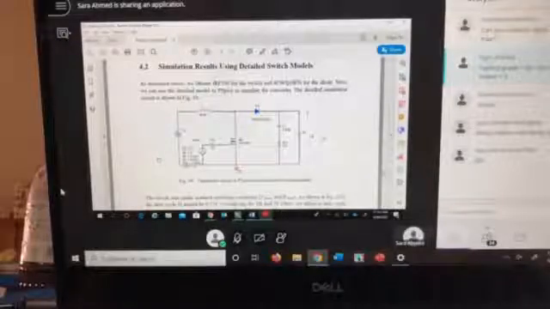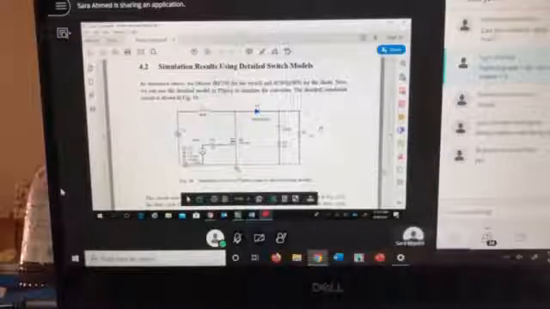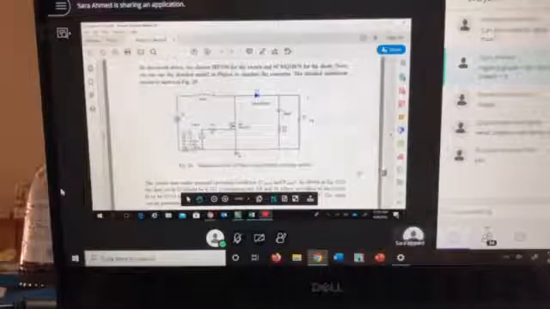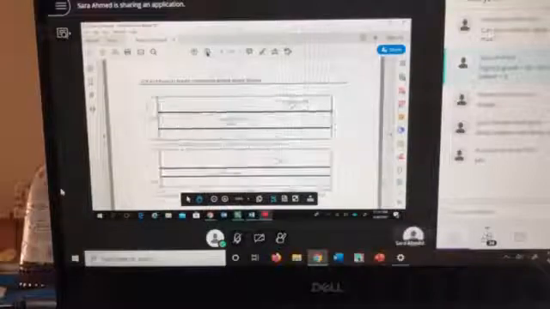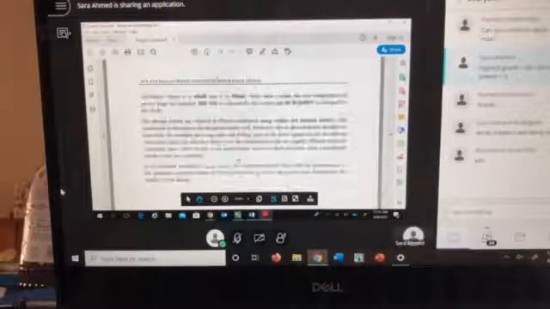So I'm going to skip this part because you were not required to do the detailed switch model, so this was something that you didn't have. We're just going to skip this one here. And then actually after that, that's it.